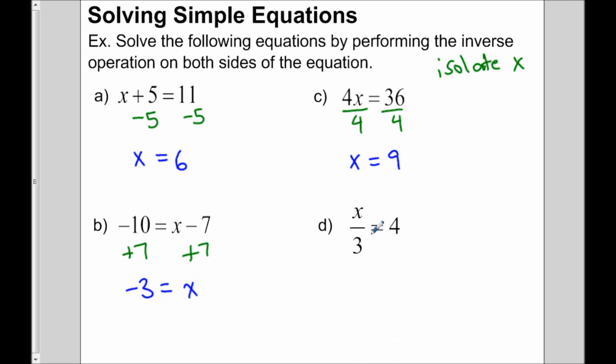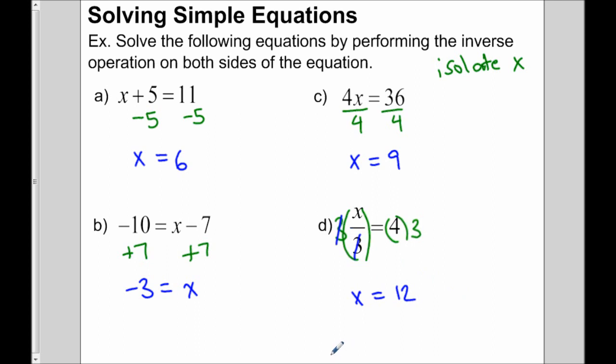All right, last example here. X is being divided by 3, which is equal to 4. So I'm going to do the opposite of dividing by 3, which is multiply by 3. But I have to do the same thing to both sides. So 3 divided by 3 makes 1. I can use this striking. It's just a lot of fun to divide them out. So 3 divided by 3 makes 1x. I just write x. And 4 times 3 makes 12. All right. So that's how we solve equations.